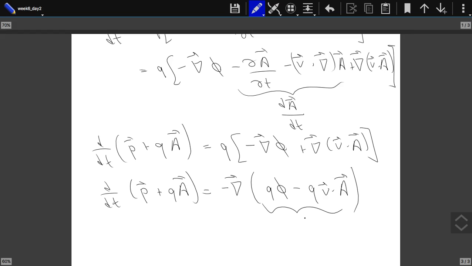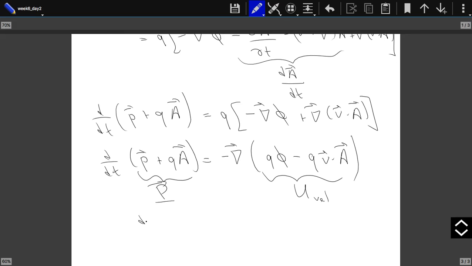Let me call it U, velocity dependent potential. And let me call it the capital P. It looks like Newton's second law. Not really. It's the potential energy, velocity dependent potential energy, let's say.